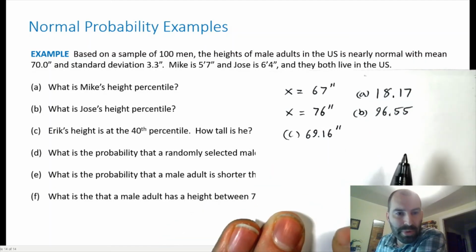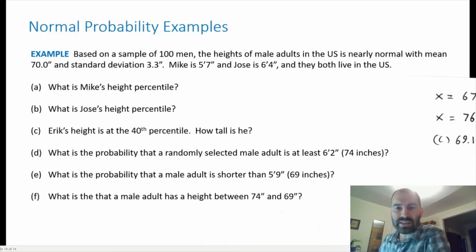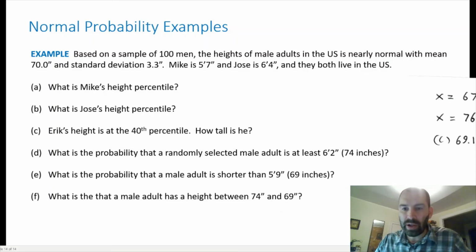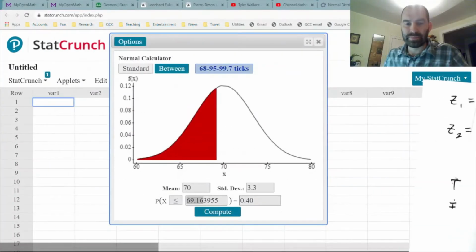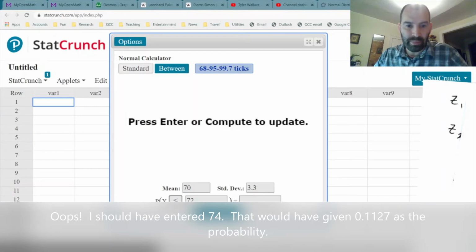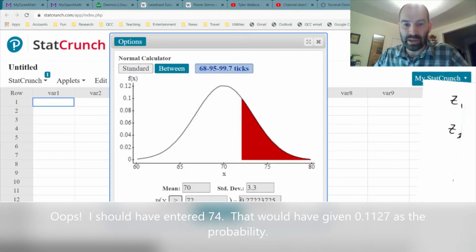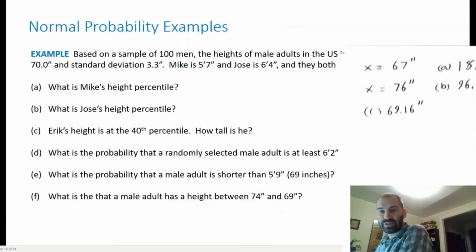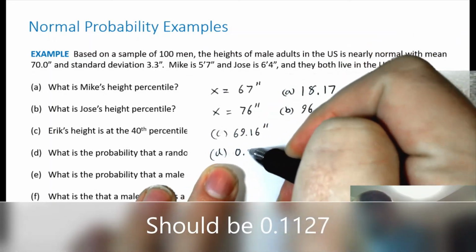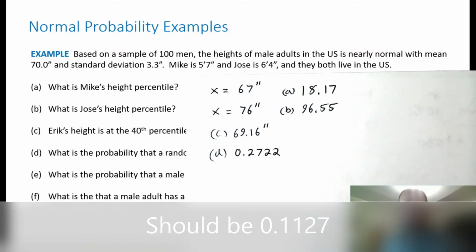D, what is the probability that a randomly selected male adult is at least 6'2", or 74 inches? Okay, well, let's go over there. At least 74. So we're going to put 74 in here and put at least, meaning greater than or equal to, and here we have it. The probability is 0.2722. So the answer to part D is 0.2722, I think. Yeah.